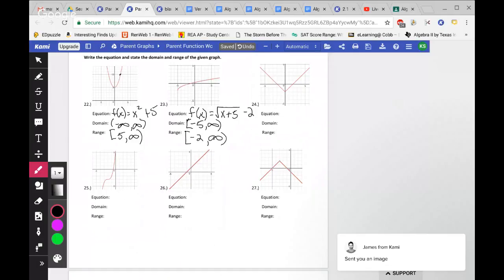Okay, this next one is f of x equals absolute value of x minus 2. Right. Good job. So the domain is negative infinity to infinity. Yes. And the range is negative 2 to infinity. Good job.